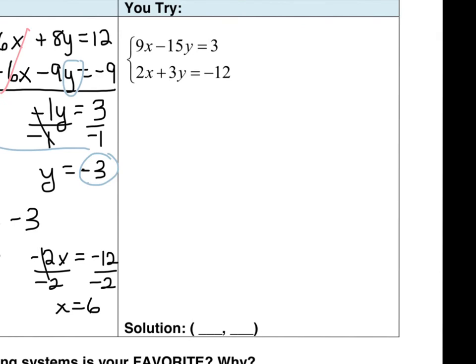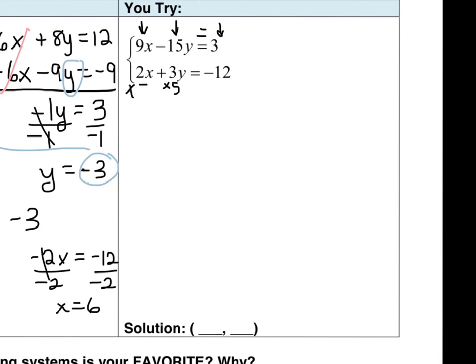This last problem, let's see what we could do. The x's are stacked. We have a 9 and a 2. They're both positive, so we could try making them into the same number and subtract them. But let's look at the y's. We have negative 15 and positive 3. Well, at least one of these is positive and one of them is negative, and the rest of the things line up. So we can multiply 3 by something in order to make it 15. We can multiply that 3 by 5, and then we'll be good because we'll have negative 15 and positive 15.